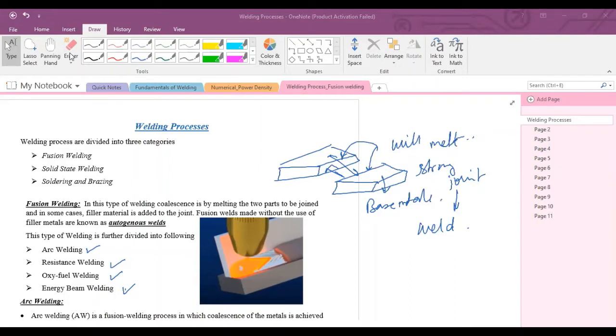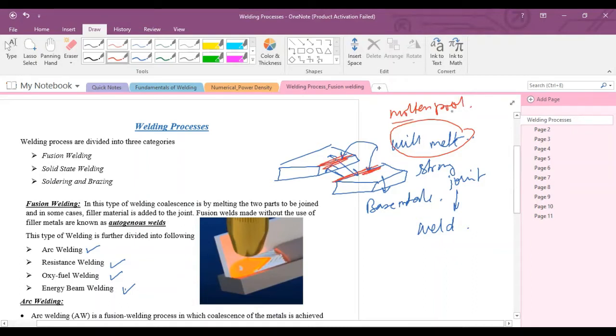Fusion welding is the welding process that melts the base metals. For example, if you have two plates that are the base metals and these plates are to be joined, heat is applied on this surface, and due to heat these two surfaces will melt and form a weld pool, a molten pool. Molten pool means both base metals will melt from here and here and form a molten pool. After some time, it solidifies and forms a strong joint, and that joint is called a weld.